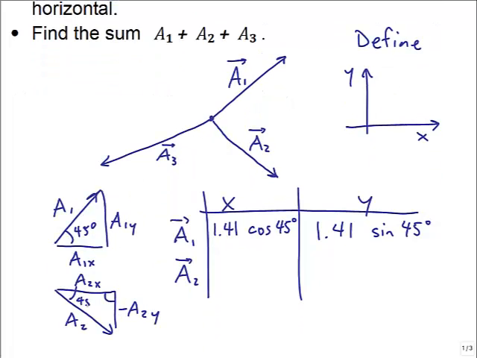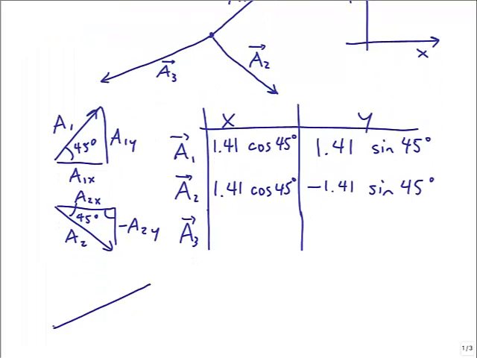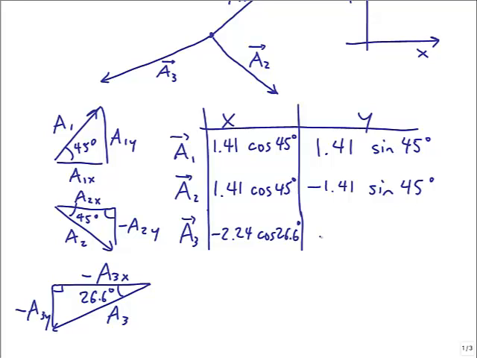There's your right angle, there's your 45 degrees. So you can see now that the x is also 1.41 times cos 45, and the y is negative 1.41 times sine 45. And for A3, we'll draw a triangle going down to the left. Now both the components are negative, x and negative y, where the x will be the length times cos, and the y will be the length times sine, both negative.